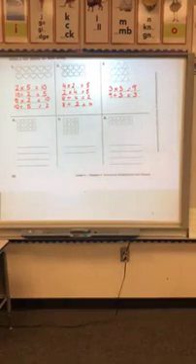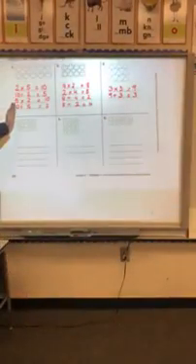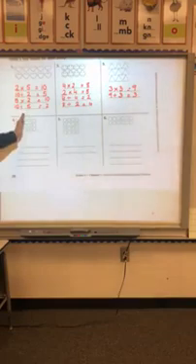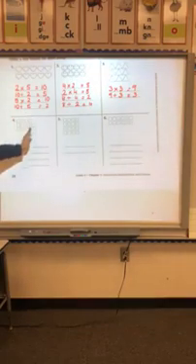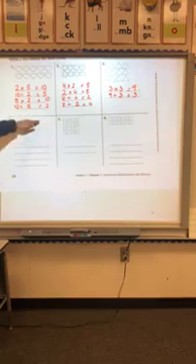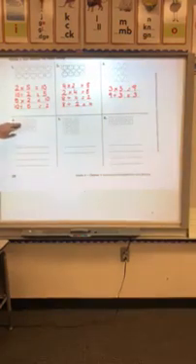So 1, 2, 3, 4, 5. Five colors, but how many rocks? First make sure you count carefully the rows. Go vertically. 1, 2, 3, 4, 5 rows, or five columns. Rows, 1, 2, and 3. Okay?